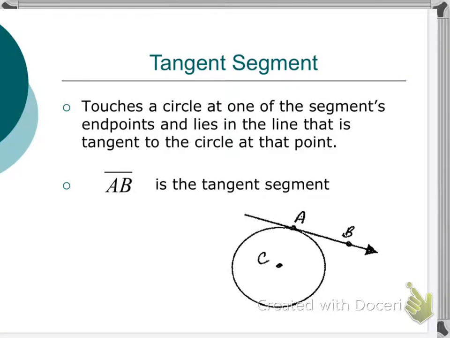And the last vocab word for right now is tangent segment. This touches the circle at one of the segment's endpoints and lies on the line that is the tangent line to the circle. So what this is, is just part of the tangent line. It's just a segment in there where the part where it touches the circle is one endpoint, and then another point on the line is the other endpoint.